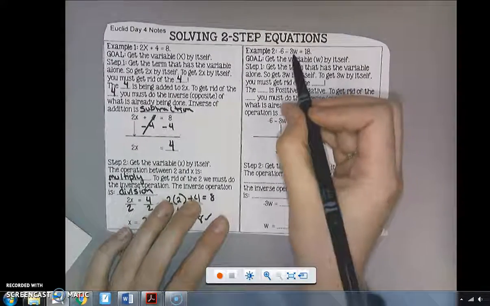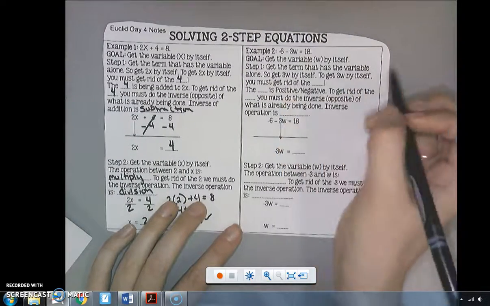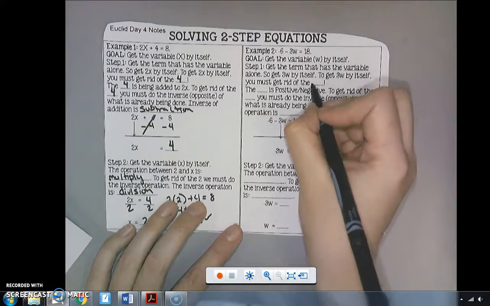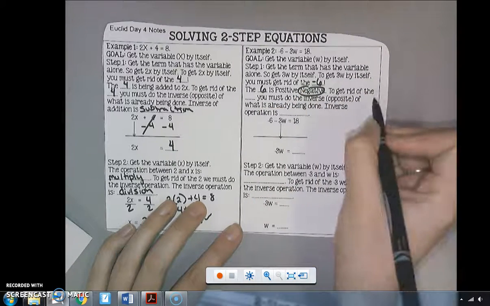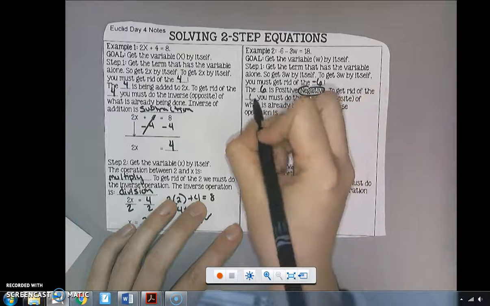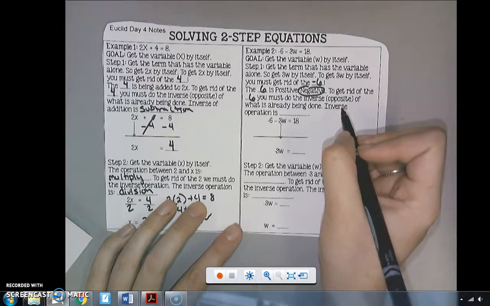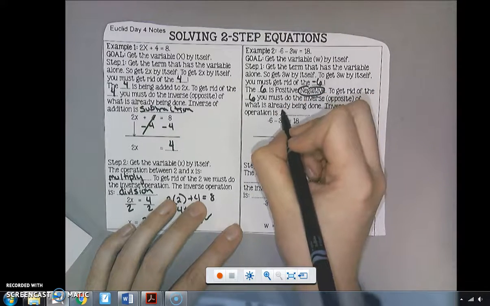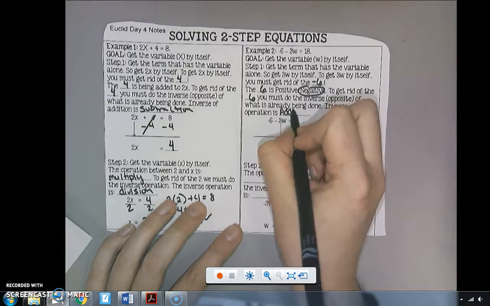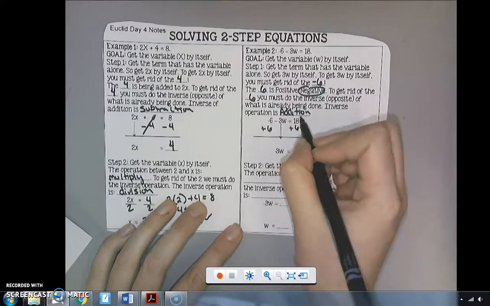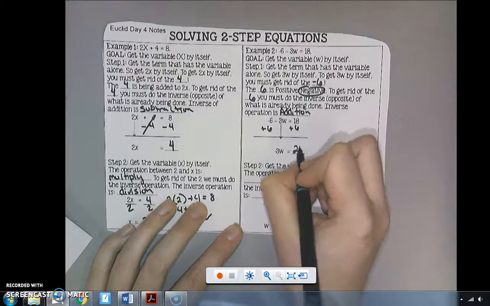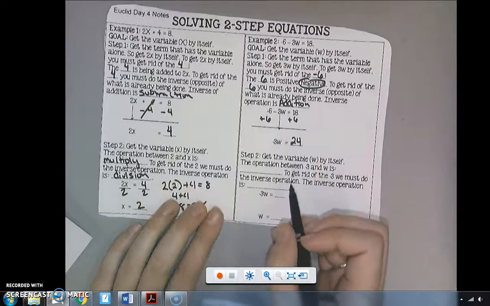All right. Over here, same goal, get w to be by itself. So we really must get rid of the negative 6. So the 6 is negative. To get rid of the 6, we must do the inverse. And the inverse of being negative would be positive, or the operation really is addition. So I want to add 6. 18 plus 6 is 24. Then we're on to our two-step.